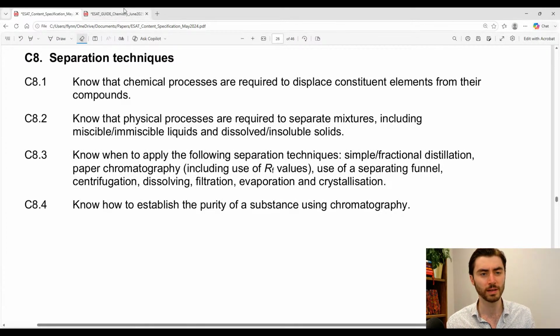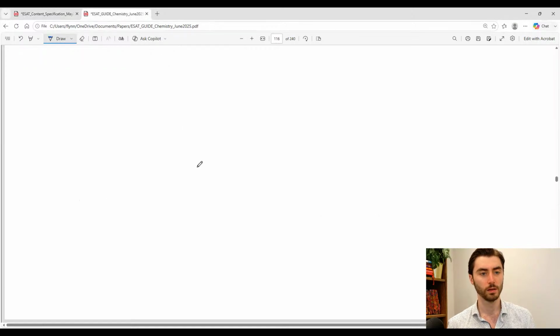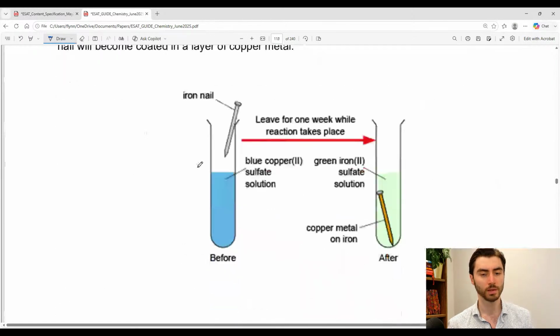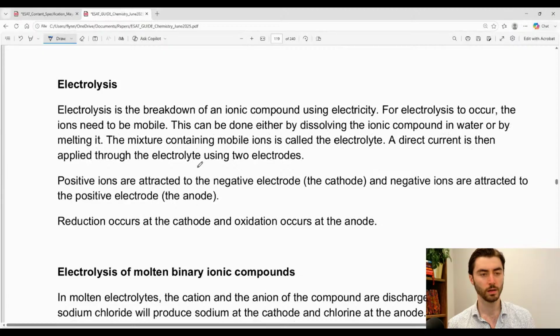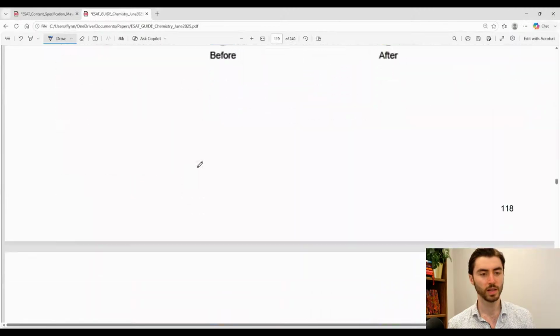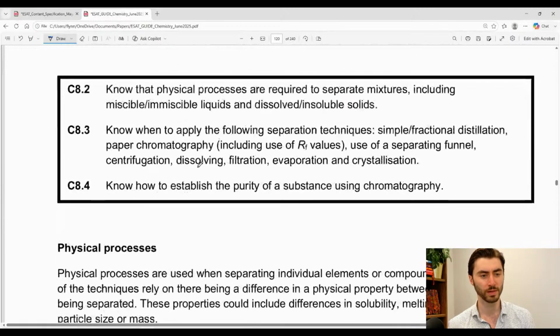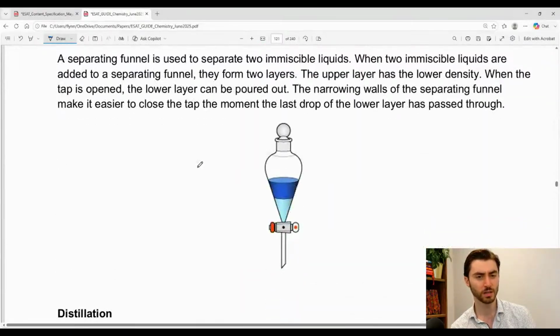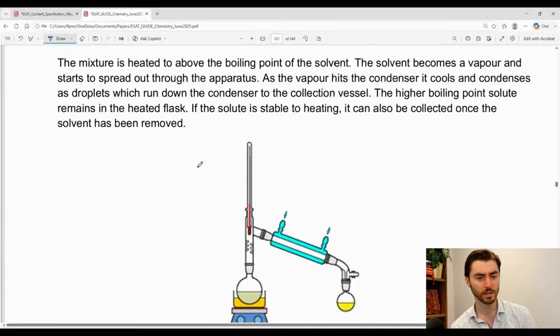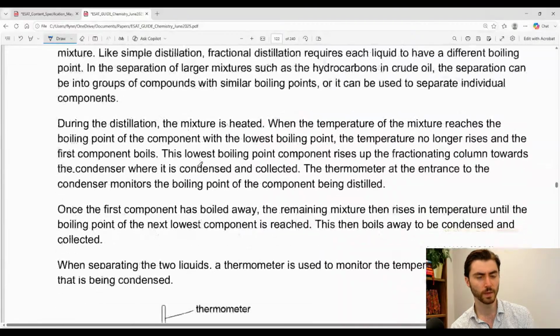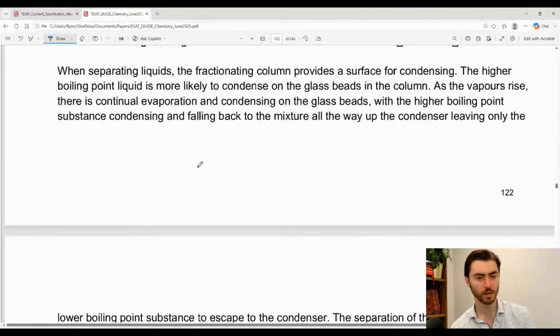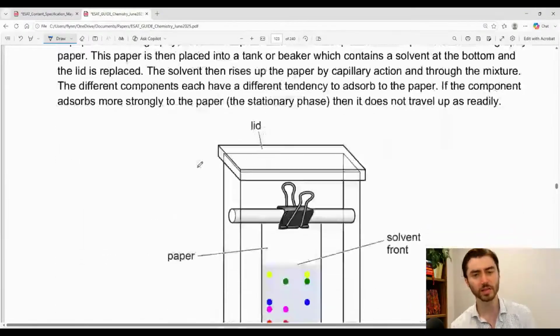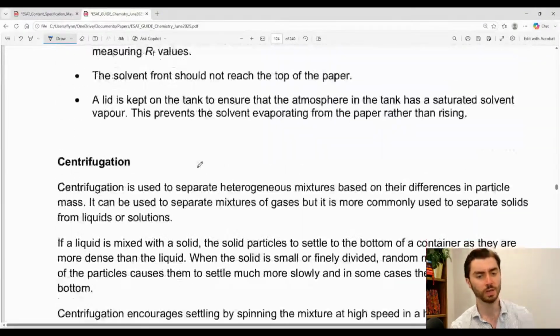Centrifuge. Oh, let's talk about centrifugation. That I think requires a little bit. So let's talk in more detail about this stuff. Oh, so electrolysis they've got in there, but we can probably talk about that later. Physical processes: decanting, filtration, separating funnel, distillation, fractional distillation, evaporation and crystallization, and chromatography, where you compare using RF values.